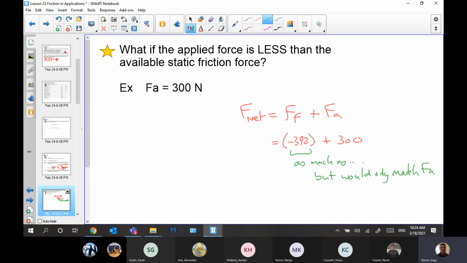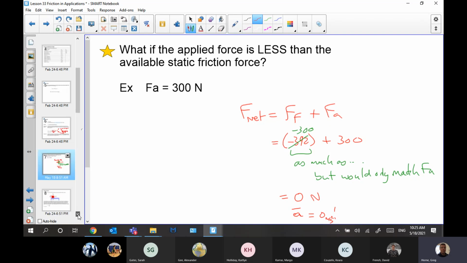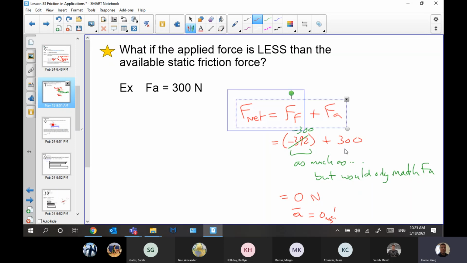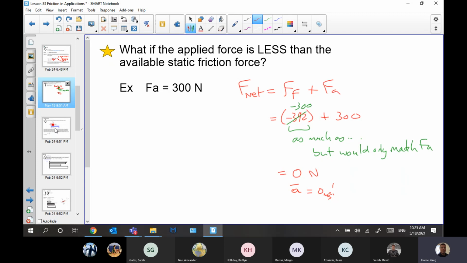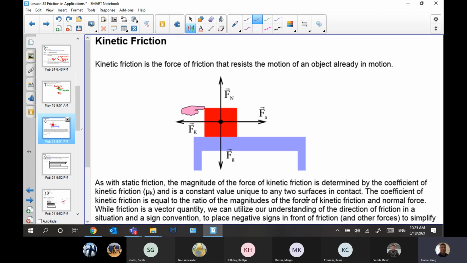So you're going to basically say, okay, it could be 392, but it's really just going to match, so minus 300, giving us a net force of 0. So acceleration would be 0. We're not pushing hard enough to move the thing, and that's the logic that you need to have be obvious to you in that case. So I just emphasize that if you're pushing not as hard, because it's a pretty bad mistake to have if you think that you're going to push on something and as a result it's going to accelerate towards you because you didn't push hard enough to get it going.